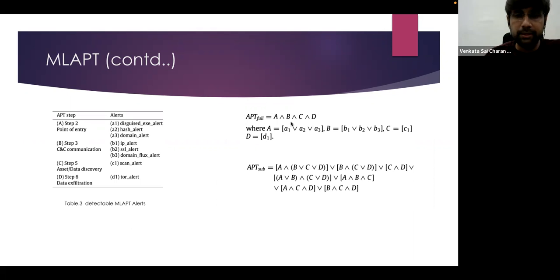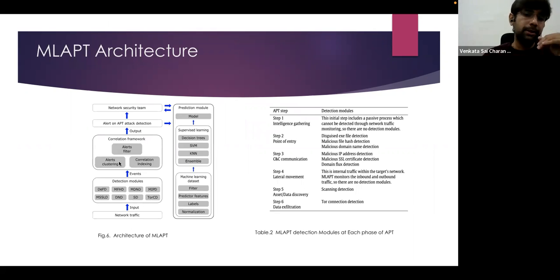So for a full APT scenario, all four things need to happen: point of entry, command and control server communication, then asset discovery and data exfiltration. Then it is called a full APT scenario. Or in some cases, let's say if C2C communication happens and then it tries to exfiltrate the data, that is called a sub APT scenario. So this is the difference between a full APT scenario and a sub APT scenario. After the clustering, the correlation indexing will identify which are full APT scenarios and which are sub APT scenarios.